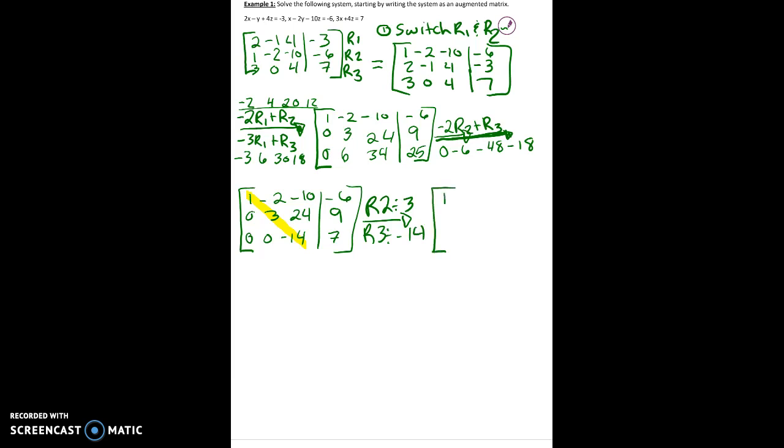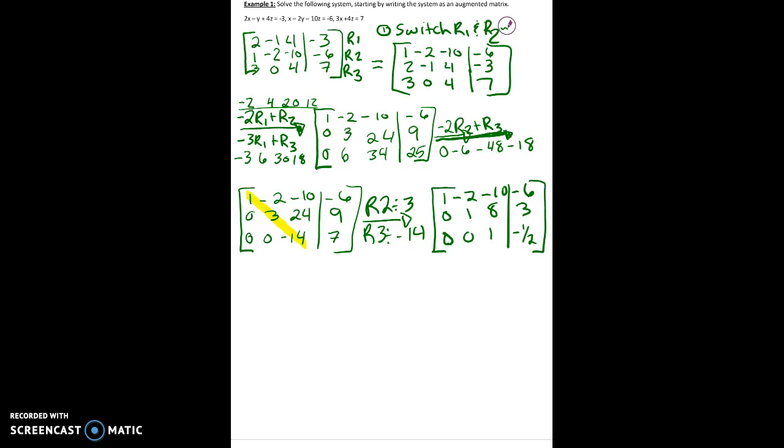And so row 1 still isn't changed. Row 2, I'm going to divide everything by 3. So I have 1. 24 divided by 3 is 8. And 9 divided by 3 is 3. Now I have 0, 0, 0. Negative 14 divided by negative 14 is 1. And 7 divided by negative 14 is negative 1/2, or negative 0.5.